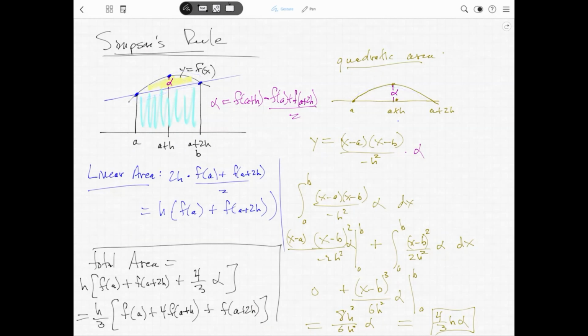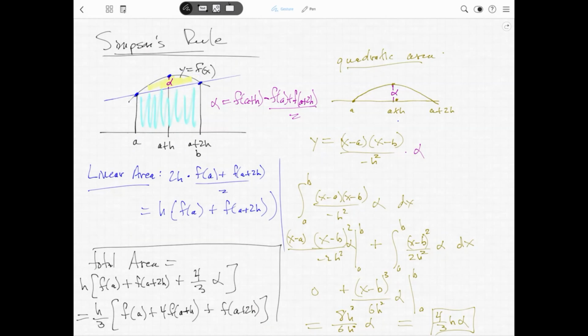Just for practice, to keep you sharp, I'm going to do it by integrating by parts. I want to integrate this function from a to b. I'm going to integrate the x minus b term first. That gives me x minus b squared over 2.